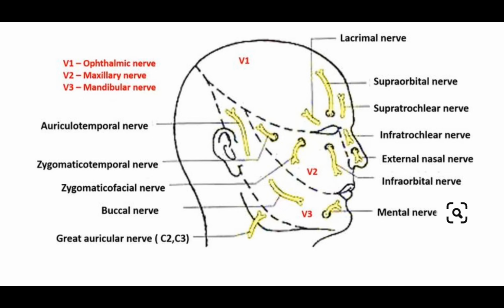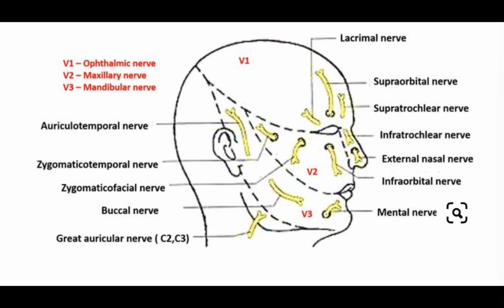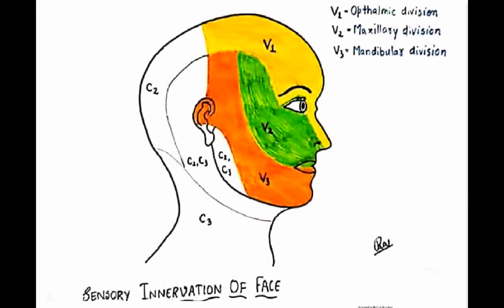Next we have branches from the upper cervical spinal nerves. The most important and most frequently asked question is regarding the nerve supply of the shaving angle, or the angle of the mandible. It is supplied by the greater auricular nerve. The question can be regarding the angle of the mandible, the parotid gland, or the earlobe. All three structures in this region are supplied by the greater auricular nerve, and its nerve root is C2, C3.